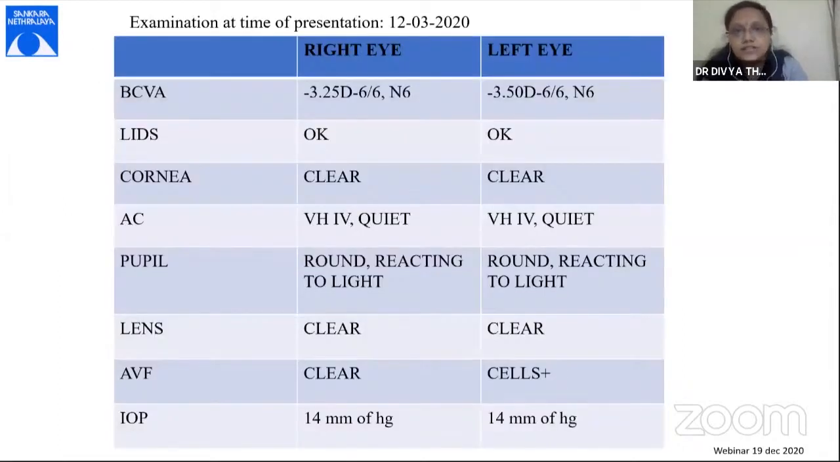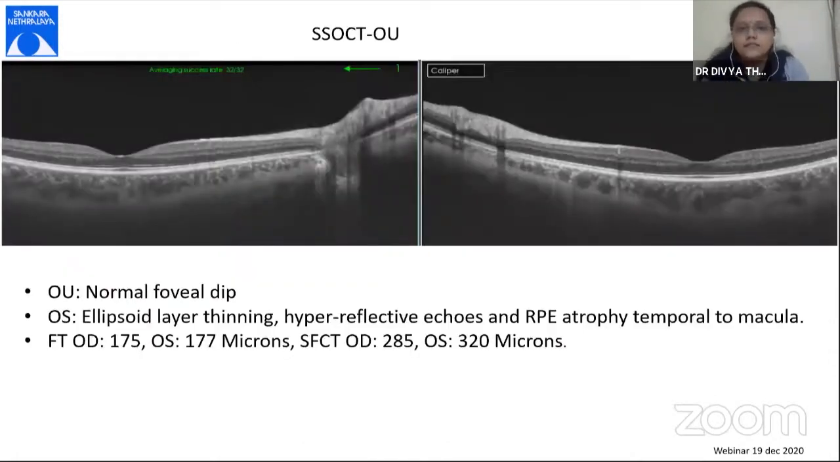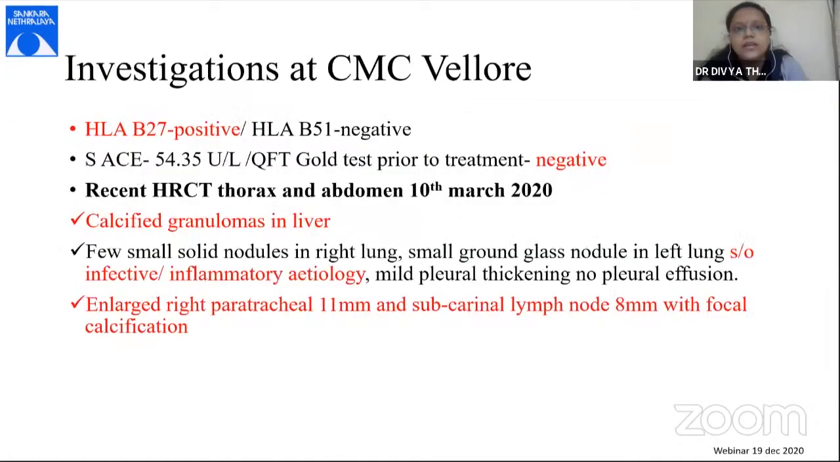When he presented to us in March, he had 6/6 vision in both eyes, and his anterior segment was normal, and the left eye showed a few anterior vitreous phase cells. The right eye was normal on examination. The left eye fundus picture was normal, but FFA showed wedge-shaped capillary non-perfusion areas with active vascular leakage. On SS-OCT, the left eye showed ellipsoid layer thinning with hyperreflective echoes and RPE atrophy temporally.